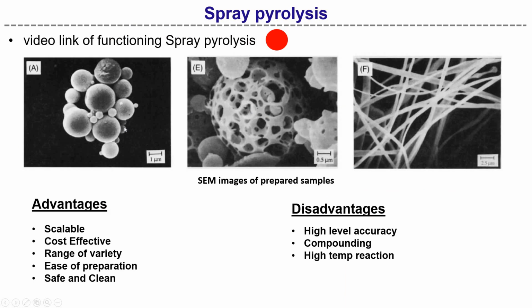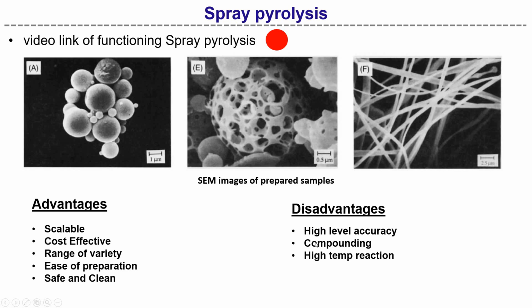So these are some of the samples which are created after the spray pyrolysis method and SEM images of that. Here you can say we can have comparatively good shape modification and modulation. These are some of the images of that. These are nanowires, which is a 1D material. Now there are some advantages and disadvantages of this method as well. It is a scalable method. Scalable means we can use this method for industry purposes. At industrial level also it can be used. Cost effective, range of variety, ease of preparation, safe and clean.